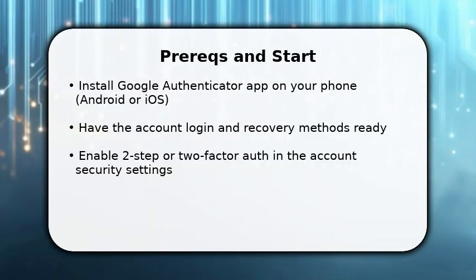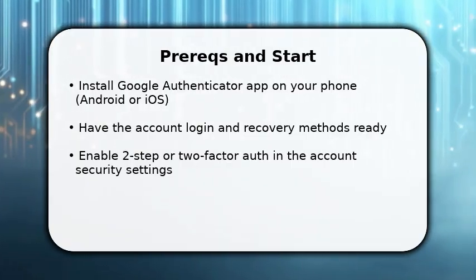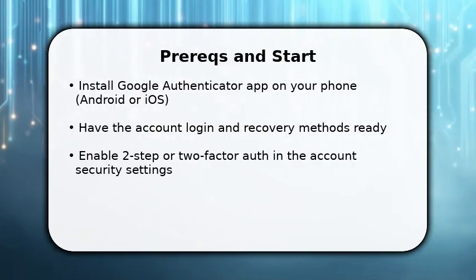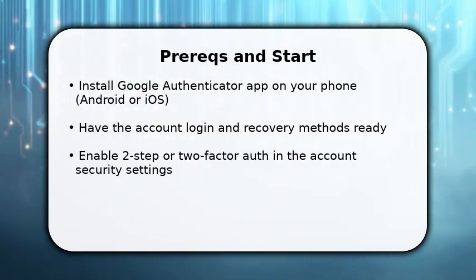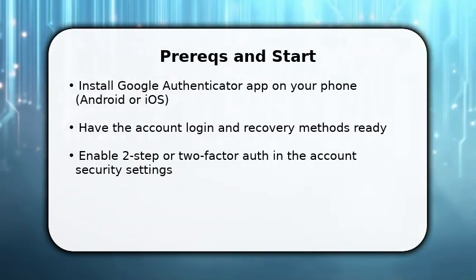You begin by confirming prerequisites: your phone with Google Authenticator installed, account access, and a secondary recovery method ready. Open the service's security settings and choose two-factor or two-step verification. Once selected, pick the option to use an authenticator app.